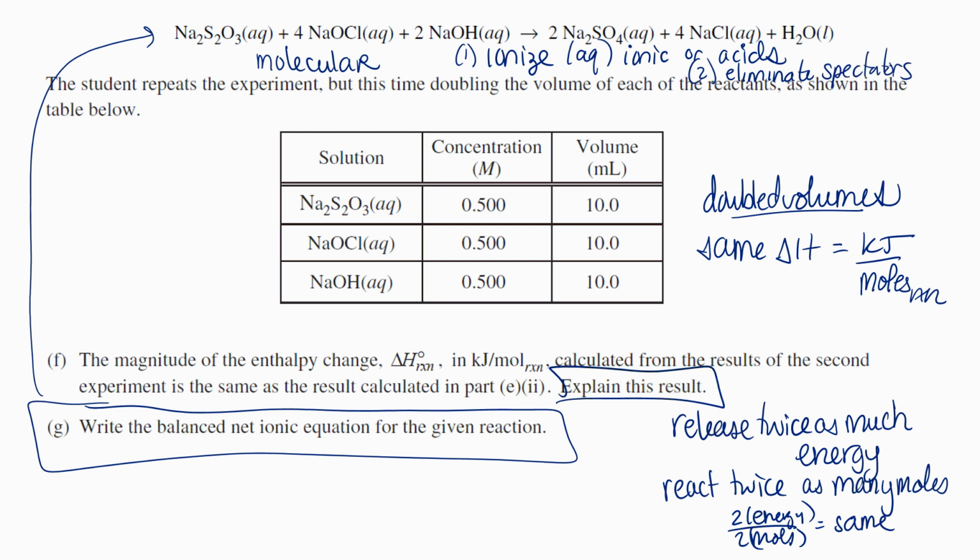And the most common mistake I see in this type of problem is over-ionizing things. For example, water. Water is not an aqueous ionic compound or an acid, so don't ionize it. Leave it as water. And then sodium chloride is ionic and aqueous, so I'm going to split it apart into its ions.